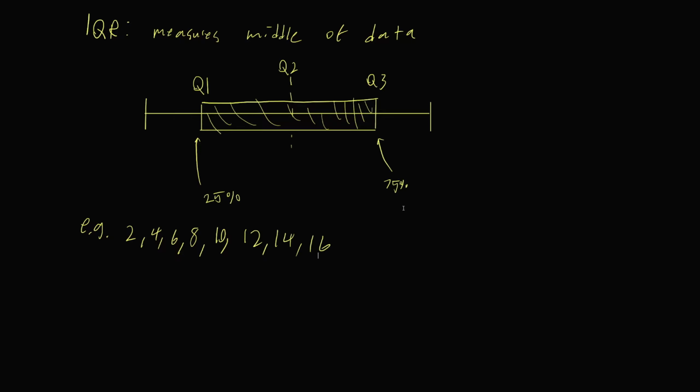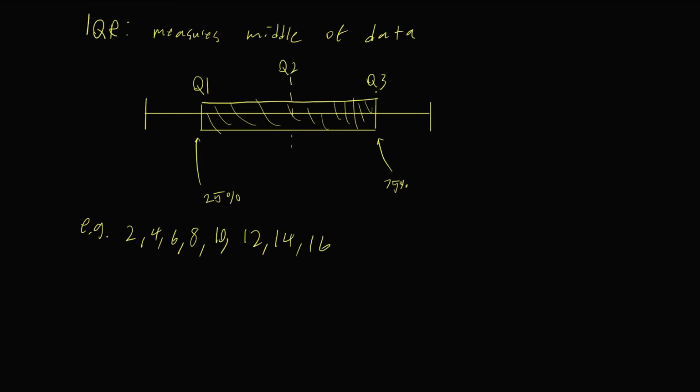IQR measures the middle of the data. So basically 50% of the data from the middle. Here's a very common plot to show IQR. It's called the box and whisker plot. So there's a whisker and there's a box.